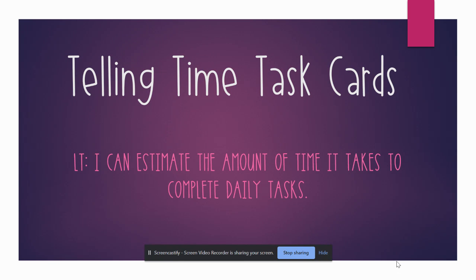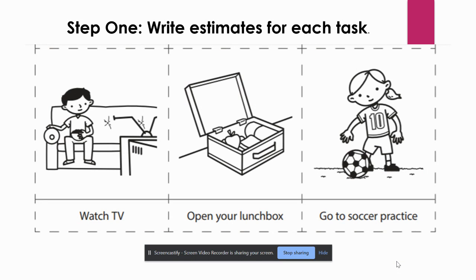Today our target is I can estimate the amount of time it takes to complete daily tasks. So you have these cards in your student book that look like this on pages 67 and 69. And we would do a different activity in class, but we're going to modify it a little bit to make it work for online learning. So your job is going to be to look at the pictures, read the words, and estimate how much time it takes to do that activity.